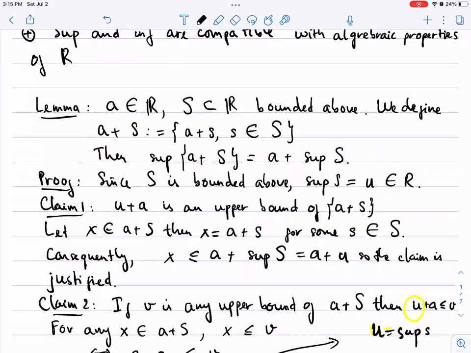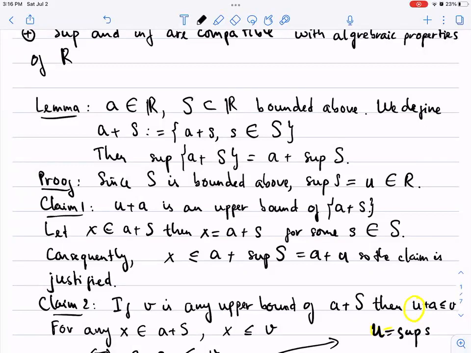Let A be a real number. The set capital S is a subset of the set of real numbers and it is bounded above. We define A plus S to be the set of all summations A plus s, for this small letter s being an element in this set capital S. Then the supremum of this set A plus S is exactly equal to A plus the supremum of the set S.